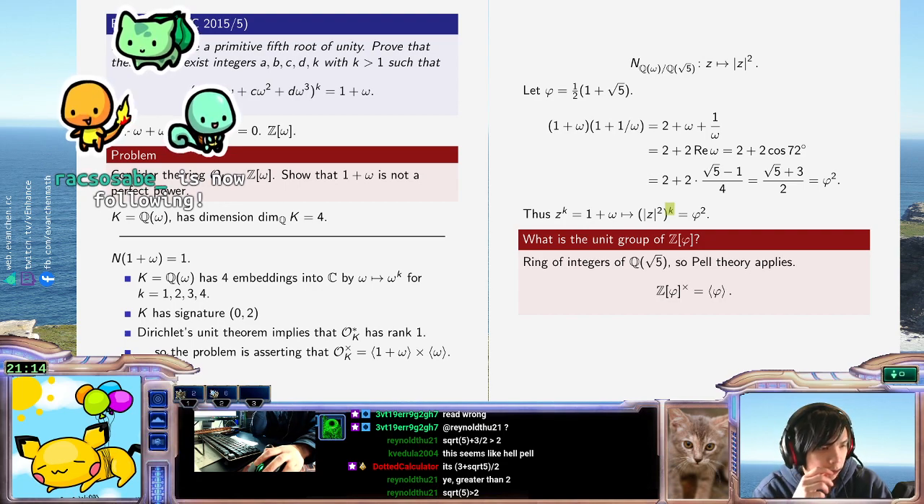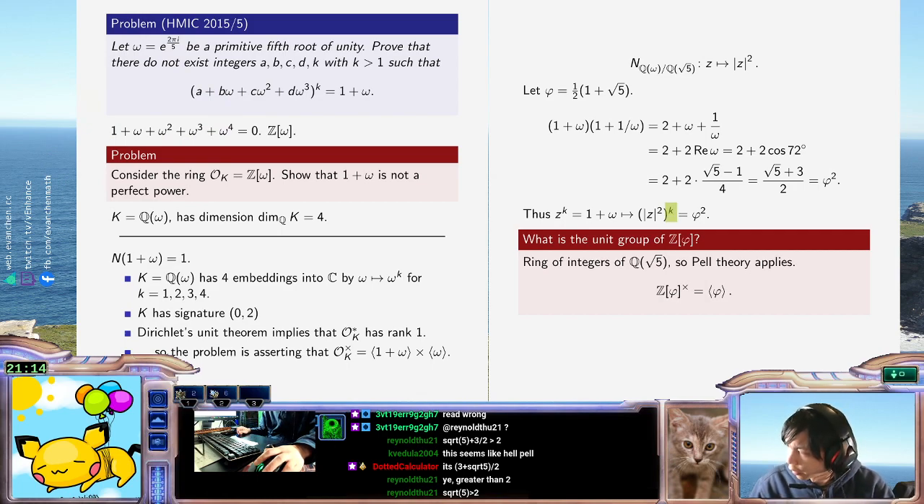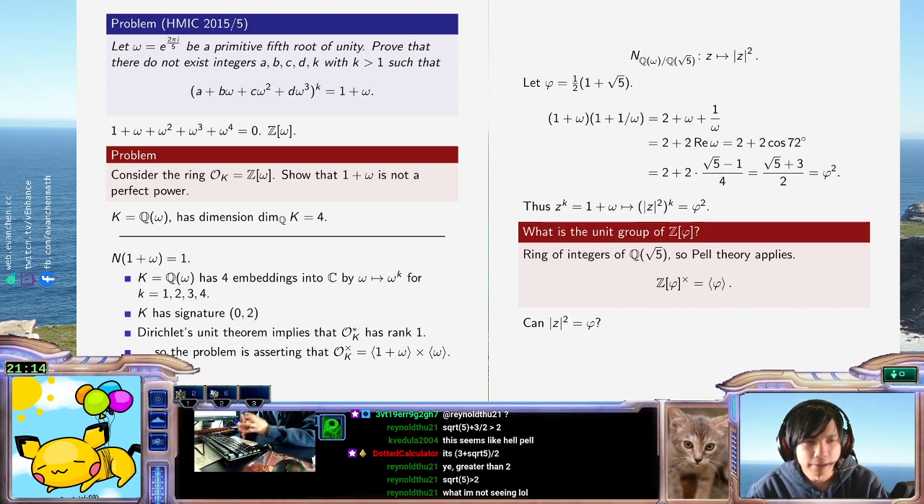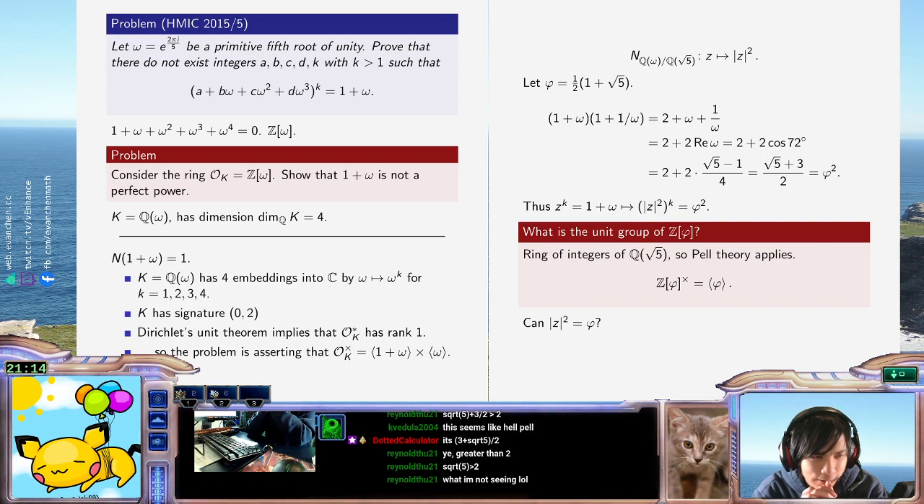Thank you, Raxo Sabi, for the follow. Yeah, I think the only case we're worried about is if k equals 2 and z squared is exactly equal to phi. I almost want to say that shouldn't happen, but I'm not sure. So can absolute value z squared be equal to phi? And maybe this is the point. Now that I have it down to this, if I'm going to grind this out manually, I should have just done that to start with.